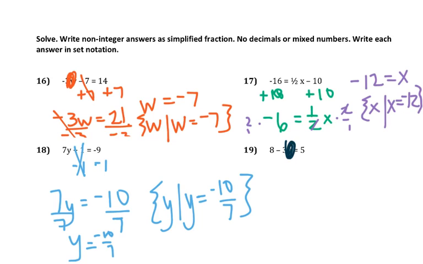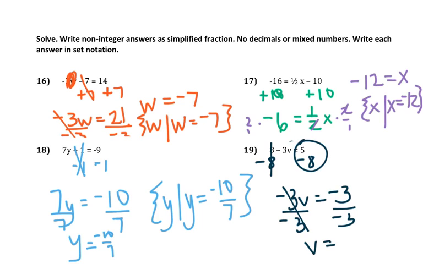Okay, number 19. Put your finger over the variable part. This is a positive 8, so I'm going to subtract 8. This minus sign right there goes with the 3, so I'm not going to do anything with that right now. I'm going to subtract 8 from both sides. So I'm going to have negative 3v is equal to 5 minus 8, which is negative 3. Now it says negative 3 times v, so I'm going to divide.